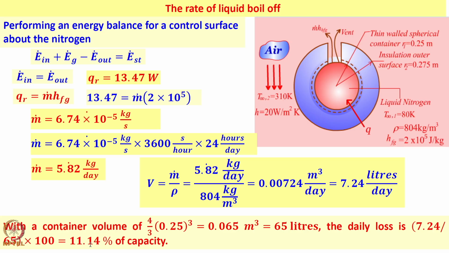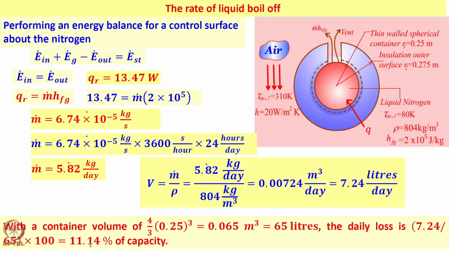5.82 kilograms per day of liquid nitrogen is lost, and if you want to write it in terms of the volume, volume is basically mass by density. So, 7.24 liters of liquid nitrogen is evaporated per day here, and the volume of the container is 65 liters. The daily loss is about 11.14% of its capacity.